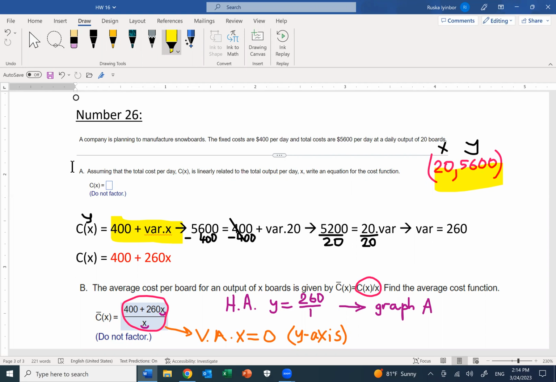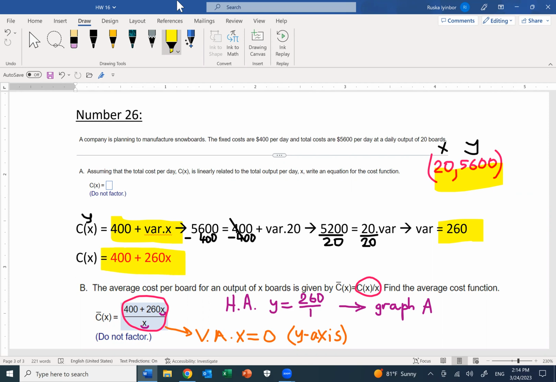We're going to subtract 400 from both sides. That gives us 5,200. Then you divide by 20, and that gives us 260 as the variable cost. After you find the variable cost, you get the final equation, which is fixed plus variable times X. And this is the final answer.